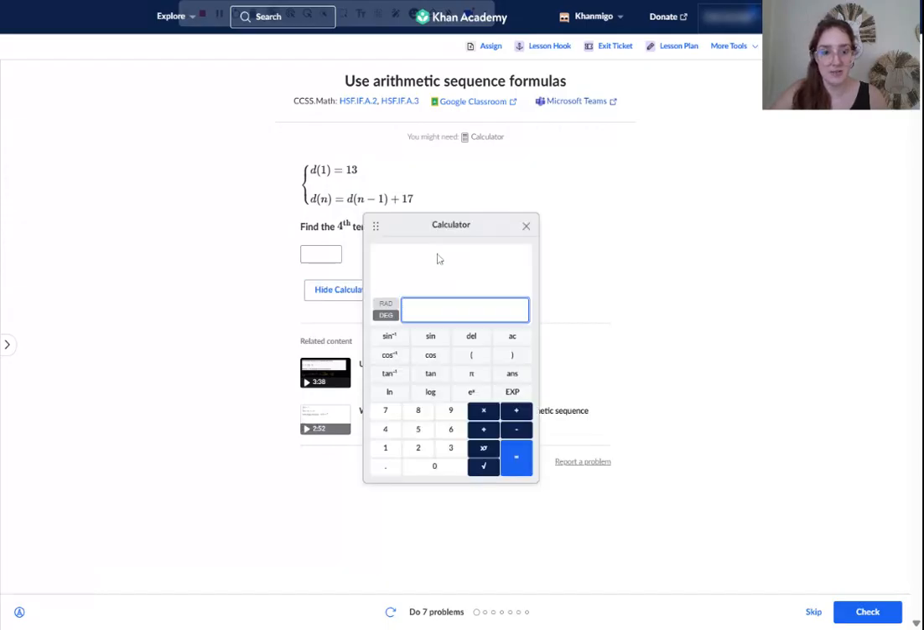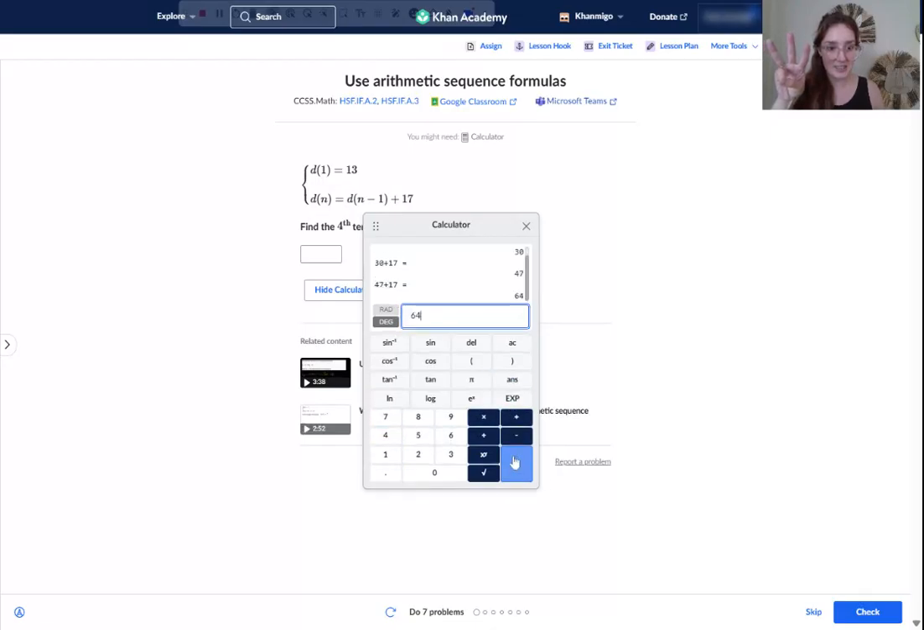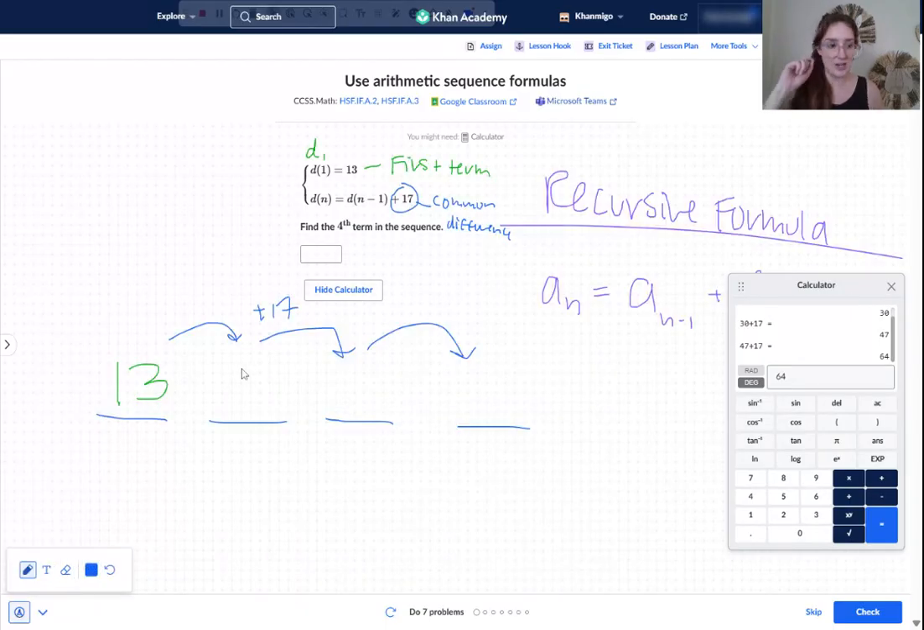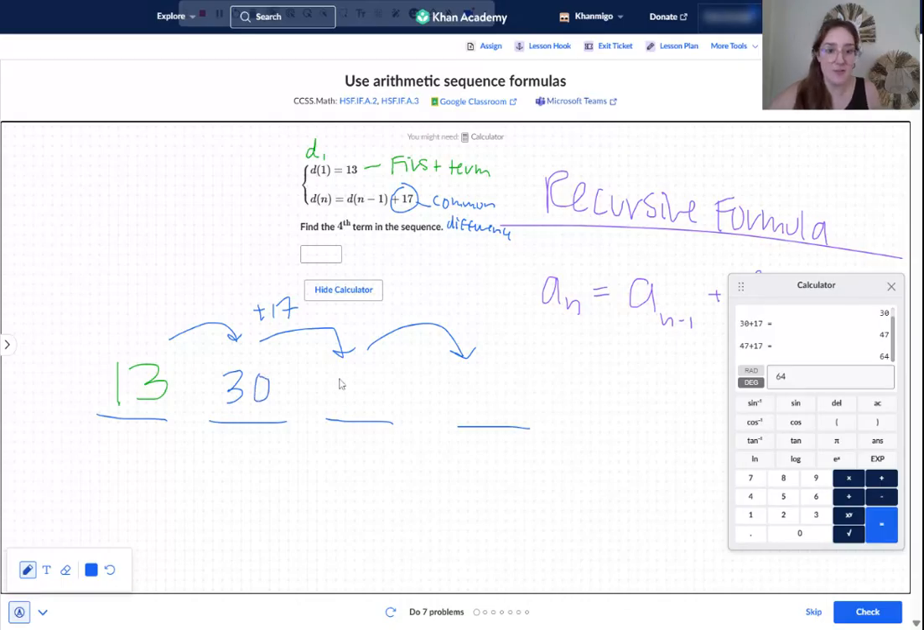All right, so there is a calculator, if we need it. So 13 plus 17. So the second term is 30, plus 17. So we're on the second term. This is the third term, 47 plus 17, 64. So 13 plus 17, that's how we got 30, plus 17, 47, and then plus 17, 64.